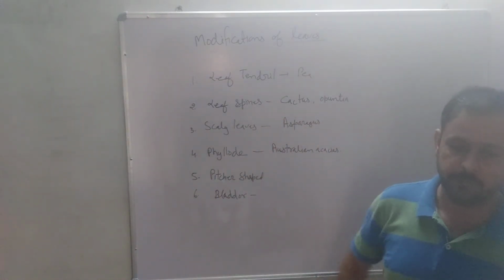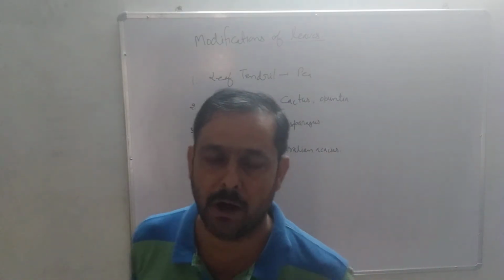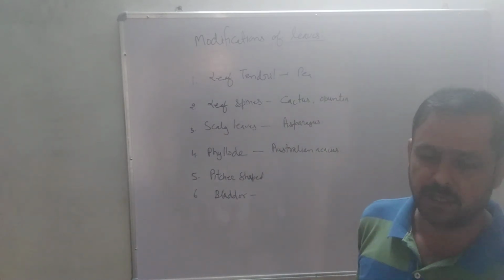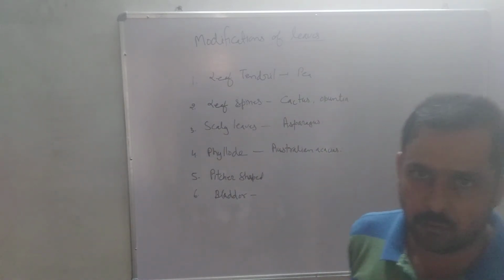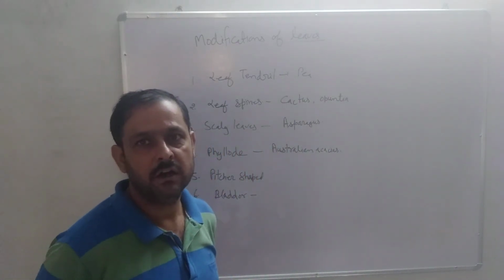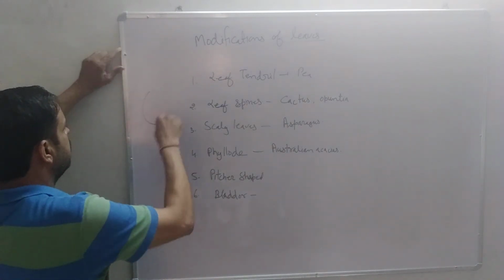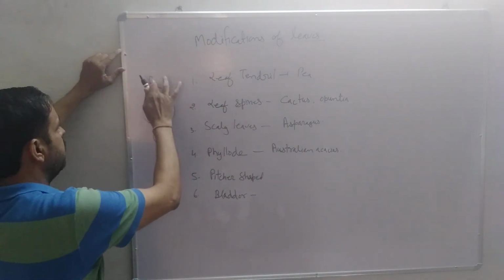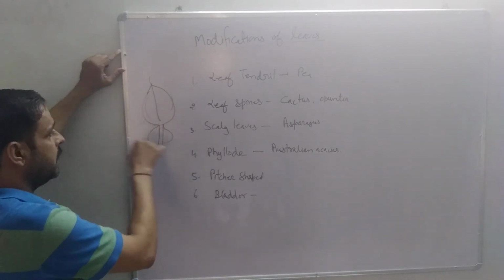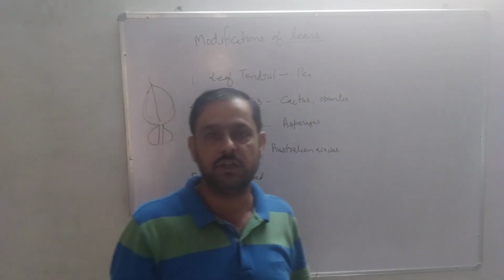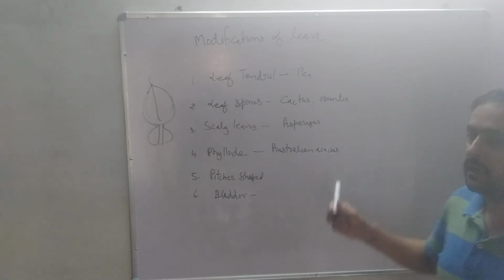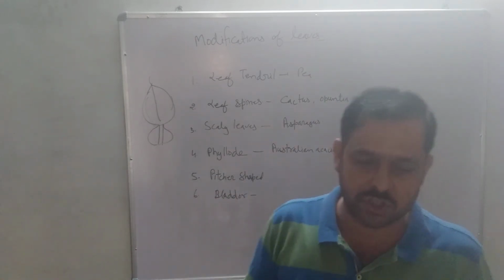Next, phyllode. The petiole of the compound leaf becomes flattened and leaf-like to do photosynthesis, while the compound lamina frequently disappears. This part is called lamina. The lamina disappears and the petiole is converted into a greenish structure to do photosynthesis. Then it is called phyllode. Example, Australian acacia.